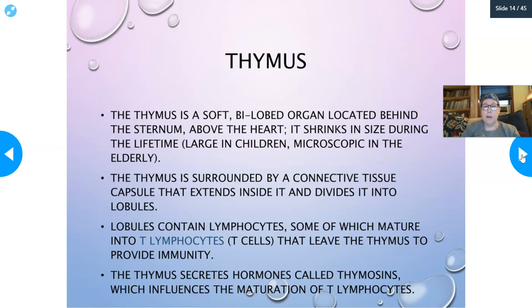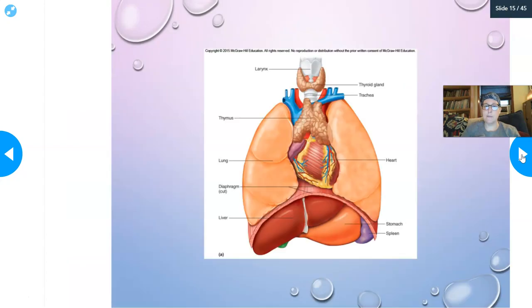The thymus is surrounded by a connective tissue capsule that extends inside of it and, of course, also divides it into lobules similar to the lymph node. Those lobules contain lymphocytes, some of which mature into T lymphocytes. So T cells or T lymphocytes come from the thymus, T, T, T, right? You can see that. And those T lymphocytes help provide immunity. The thymus also secretes hormones called thymosins, and those hormones influence the maturation of those T lymphocytes.